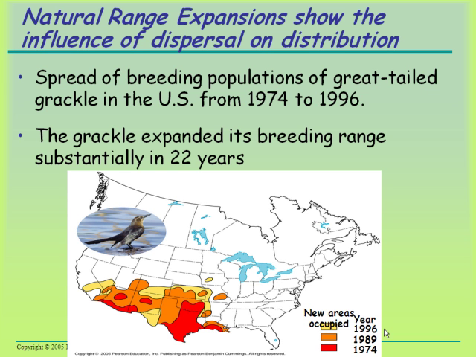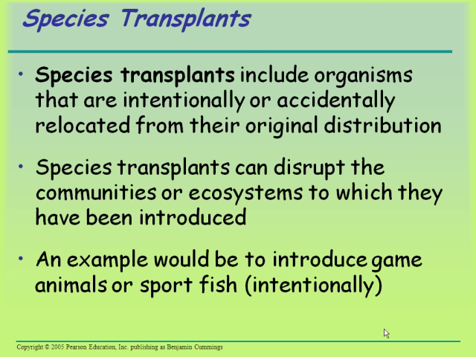The natural range expansions show the influence of dispersal on distribution. This is the spread of the great-tailed grackle, the breeding populations from 1974 to 1996. You can see in 1974 the red areas, and the new areas occupied in pale yellow. So they expanded quite a bit over almost a 22-year time span.